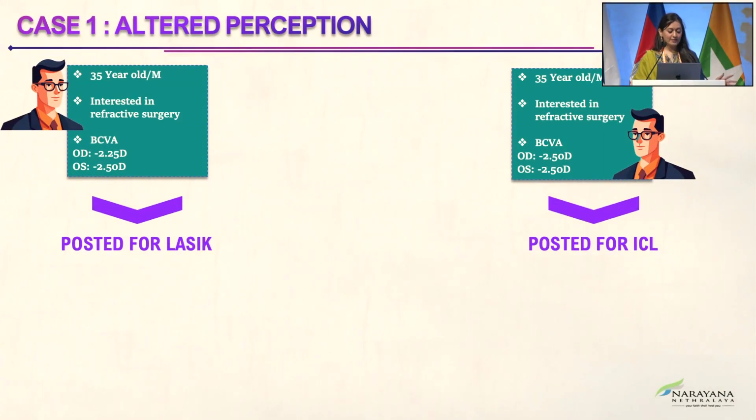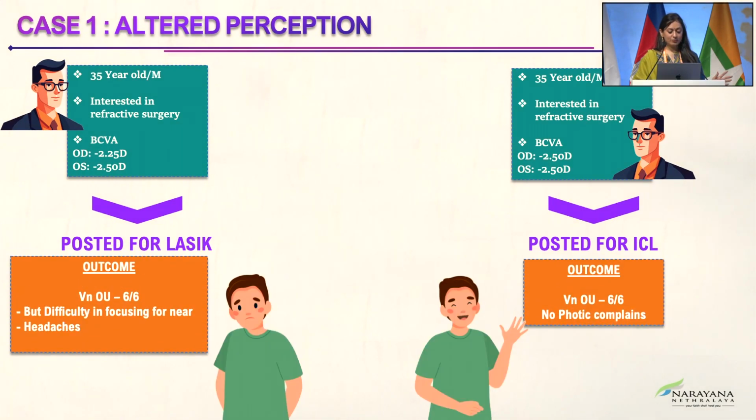So now, how do I use this for my benefit? Let's see a few case examples. These are 2 patients. One is posted for LASIK and the other is posted for ICL. Both have 6x6 vision, but the patient who underwent LASIK has difficulty focusing for near because there is a little bit of change in his aberrations and he's not able to adjust to it, which has led to convergence insufficiency, and he has headaches. Whereas because we are not altering anything in the cornea or the aberrations of the cornea, the patient with ICL is 20/20 with no photic phenomena.